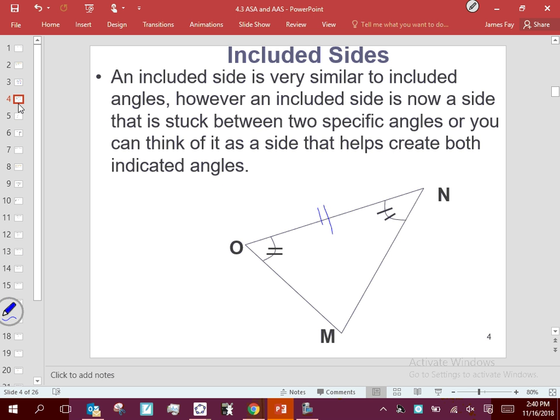Because of the exclusion of one of our sides. So if that's the included side, we have sides that must not be included, right? If we have inclusion, a lot of people like to call it exclusion, but mathematically we say non-inclusion.